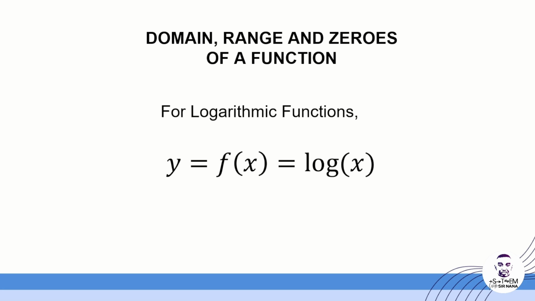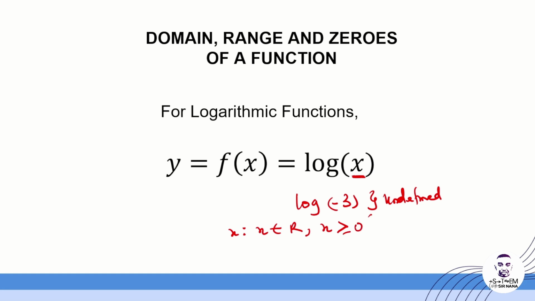For logarithmic functions, we cannot have a negative value, right? When we have log of negative 3, we cannot get this. In the calculator it would also give us an undefined term, right? So we see that for this, x is a member of all real numbers where x is greater than 0, right? So x should be above 0. x should be positive. So that is for logarithmic functions.